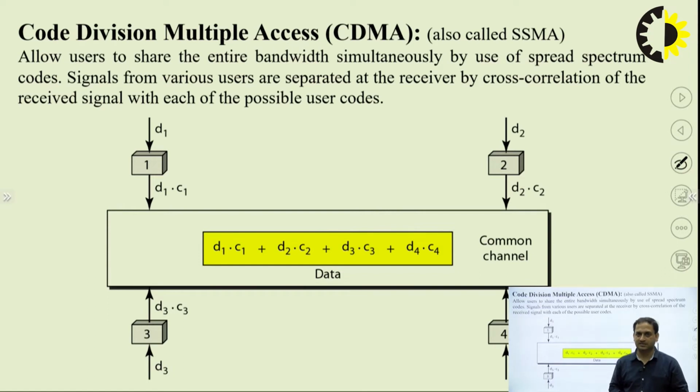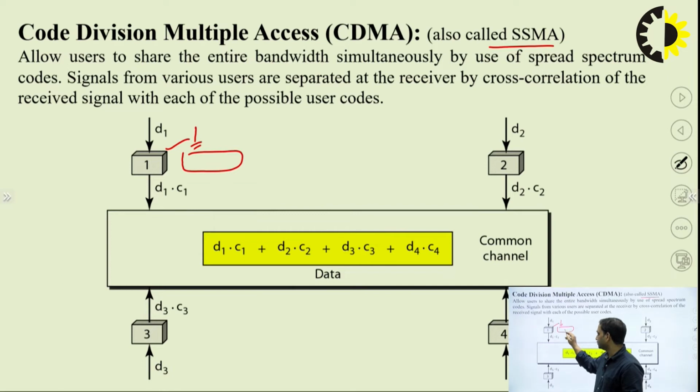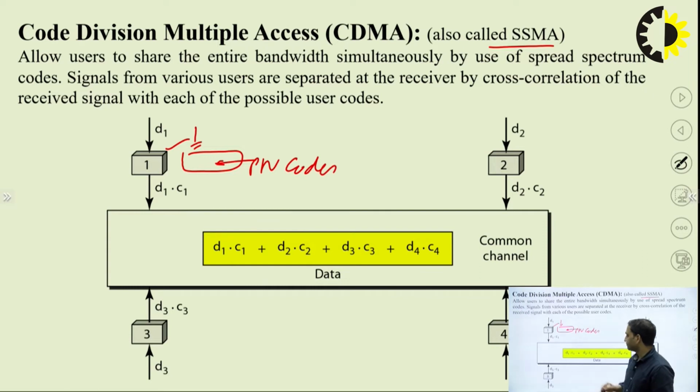Code division multiple access, also called spread spectrum multiple access, uses different pseudo codes. As we modulate signals in FDMA and TDMA systems by using different carriers, here we modulate the signal by using codes. These codes are applied bit by bit. If we want to transmit a 1, this 1 will be modulated by the different PN codes. I am taking the example of the PN codes, the pseudonoise codes.